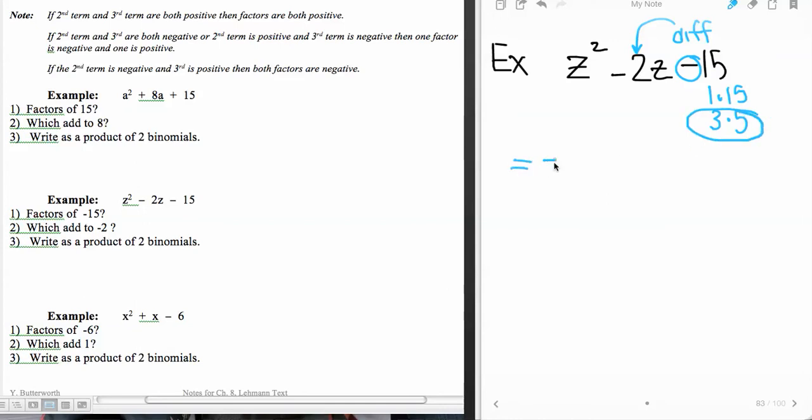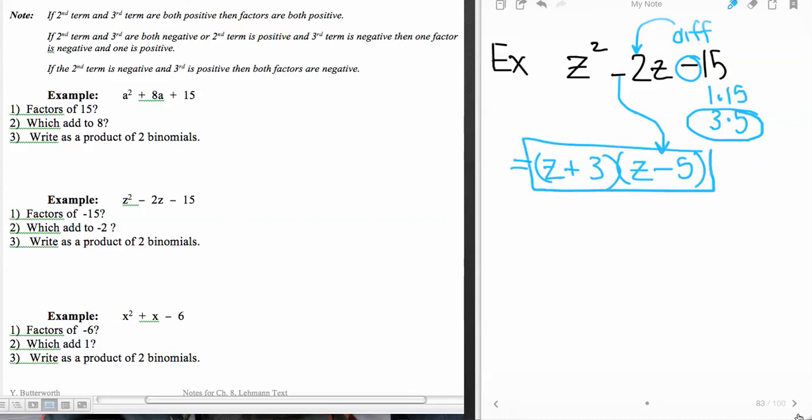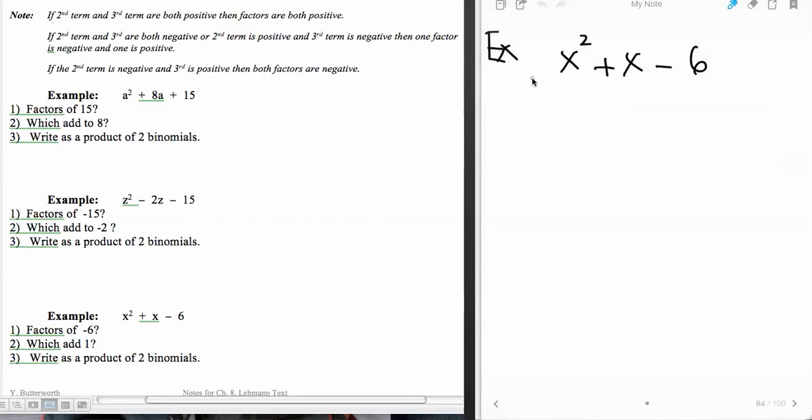So I'm going to put my variable with a 3, that forms one binomial, and my variable with a 5, that forms the other binomial. And then I'm going to look to the sign here to tell me what the sign of the larger factor is. So 5 gets a negative, and then the other one gets the opposite, a positive. And that's how I'm factoring those. Now moving on to my next one.